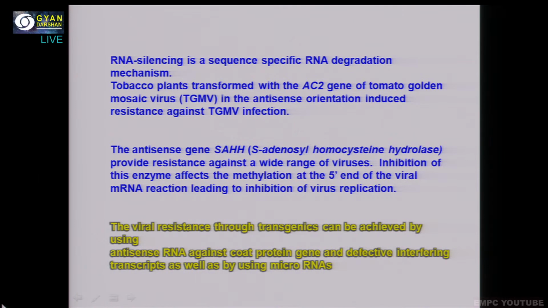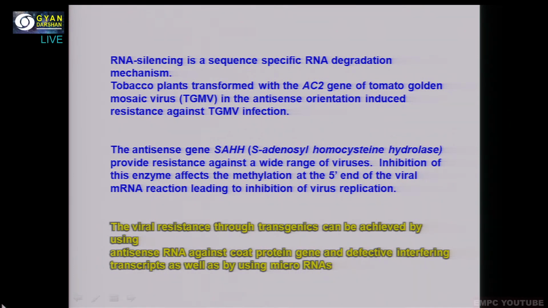Similarly, for the viral resistance, actually you can go for an approach which is called RNA silencing. I will talk on RNA silencing a little later. That is antisense RNA technology, and using this antisense RNA technology, you can generate viral resistant plants. For instance, you can develop an antisense RNA against the coat protein, viral coat protein, and you can clone that particular antisense gene, and you get a viral resistant plant.